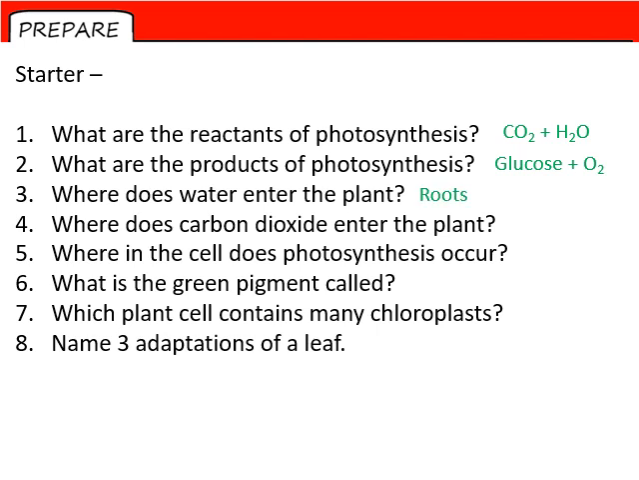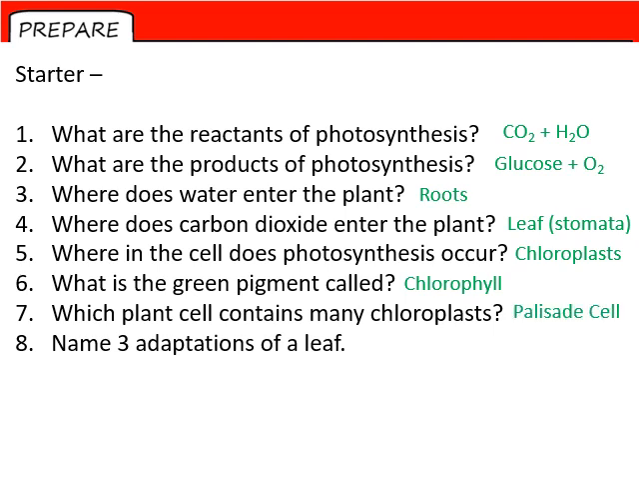Where does carbon dioxide enter the plant? That is in the leaf via the stomata. Where in the cell does photosynthesis occur? So that is the chloroplasts. What is the green pigment called? That is chlorophyll. Which plant cell contains many chloroplasts? That is the palisade cell. And then 3 adaptations of a leaf are large surface area, they're thin, and have lots of chloroplasts.